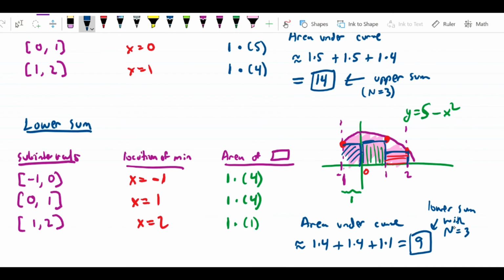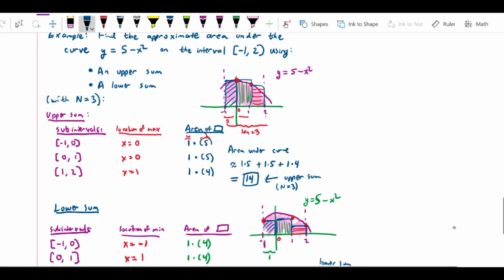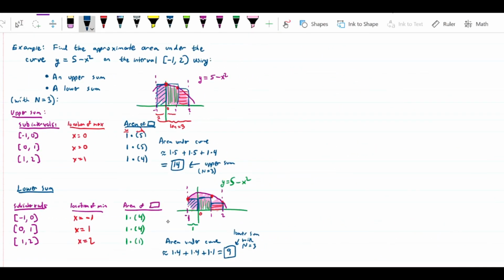And I have to specify, by the way, that n equals 3 like I did in the problem, because of course if I had chosen a different number of subintervals, then the endpoints on each subinterval would be different from what you see here, and the analysis of where the min or max is on each of those different subintervals would be different. So it's important to note exactly how we've divided up the given interval.